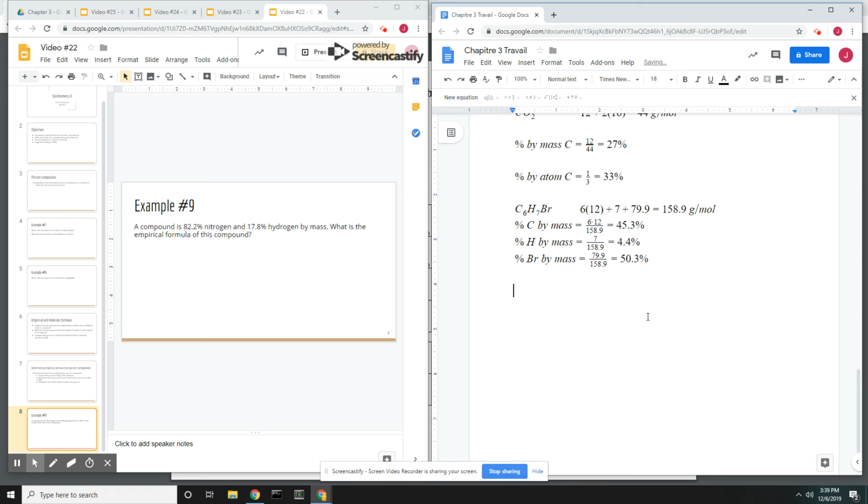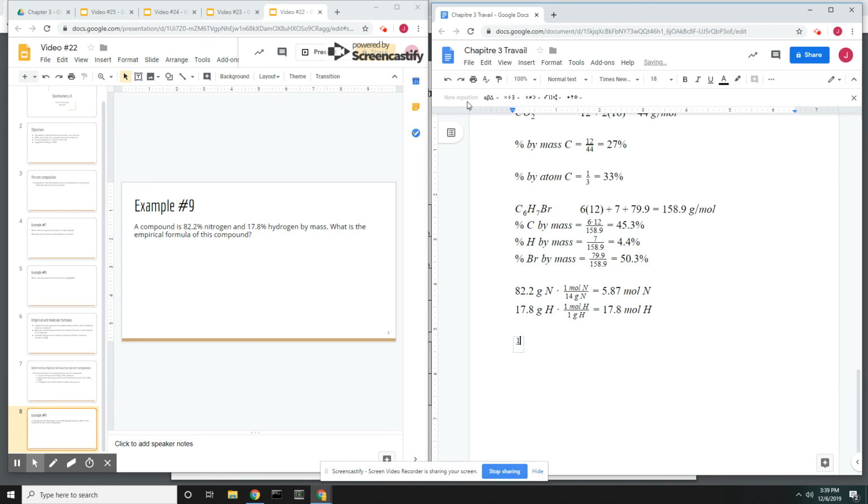All right. I'm going to assume that I have 100 grams, meaning I've got 82.2 grams of nitrogen and 17.8 grams of hydrogen. Next, I'm going to convert these to moles. Now I'm going to look for the ratio of these.